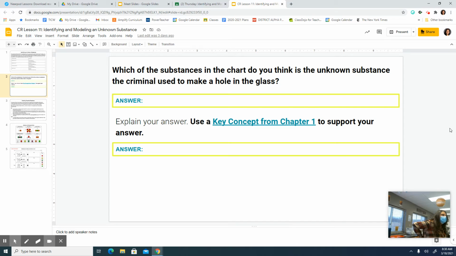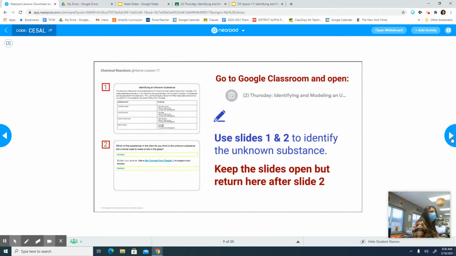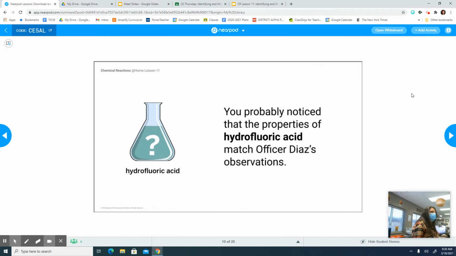So you should be saying hydrofluoric acid and then supporting that with a key concept from chapter 1. And then our directions told us to go back to the Nearpod after slide 2. So when you're finished, you're going to come back to the Nearpod.